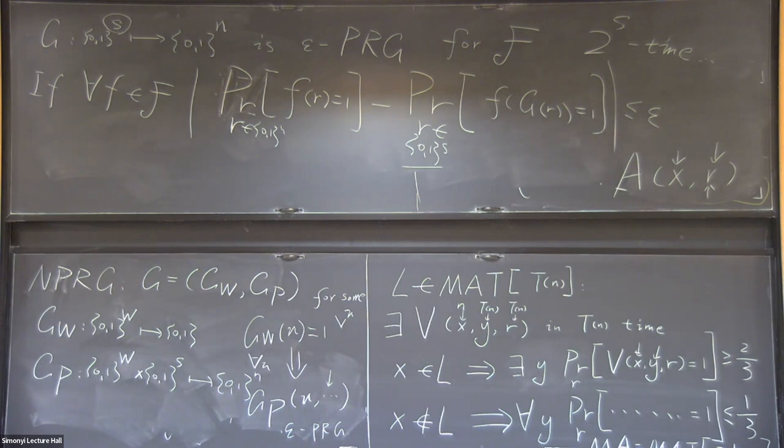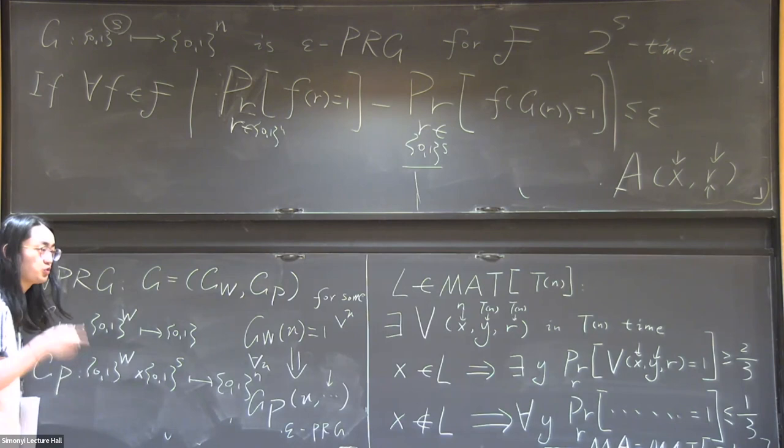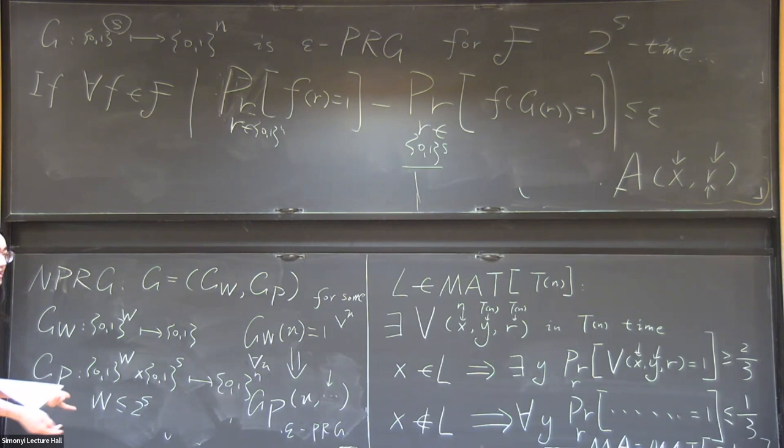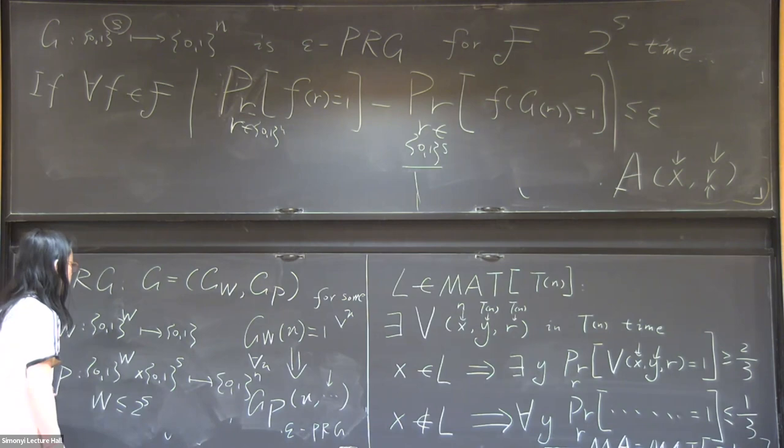Okay, so why do we consider this non-deterministic PRG? Before that, S should be small, but how long should we think of W? Does it also need to be small or can it be large? Oh, W can be very large. So W should be at most 2 to the S. It can be the witness in the proof system or something. So it doesn't affect the whole running time. W is at most 2 to the S, and both of the functions should be computable in time 2 to the S.